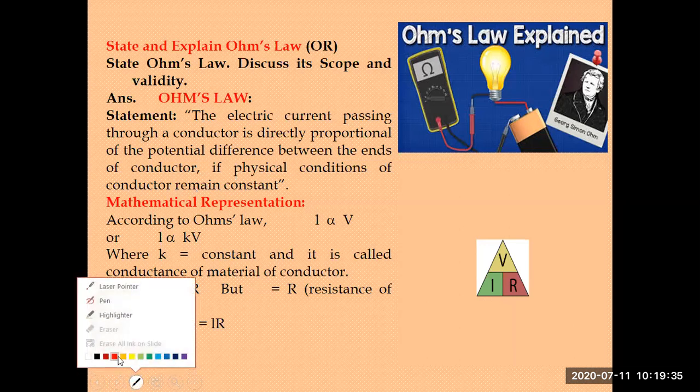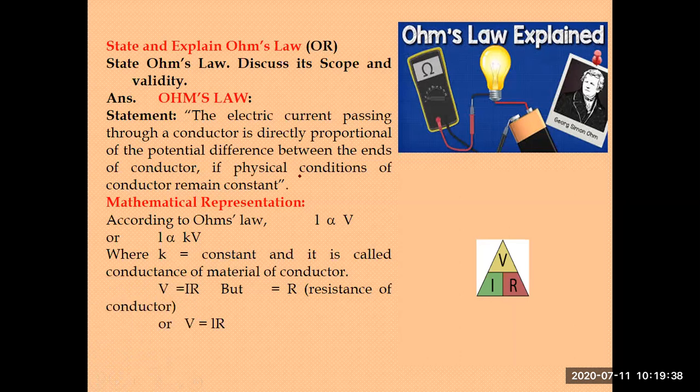So it is the most important point to note that you are not supposed to change the physical state, the physical condition of the conductor. You have to keep it constant. We will discuss in detail what it means. So here is the mathematics. It means if you increase the potential, the current will also increase, while keeping the temperature or the physical state of the conductor constant.